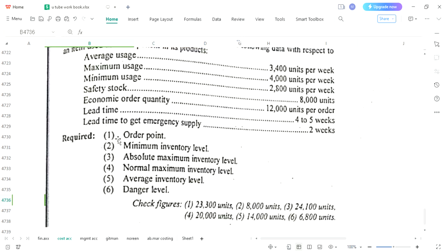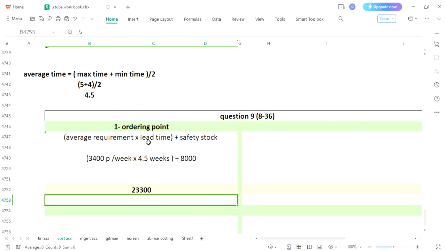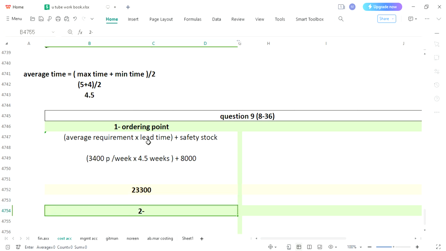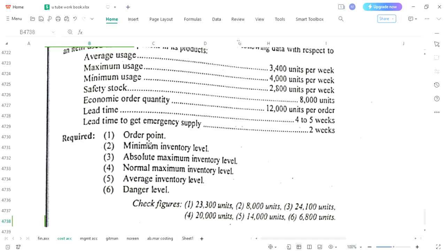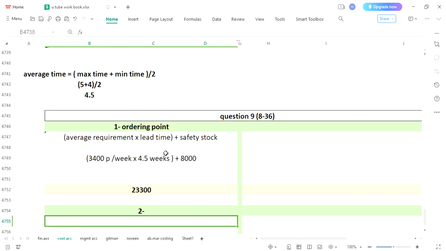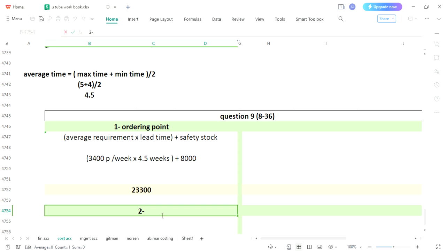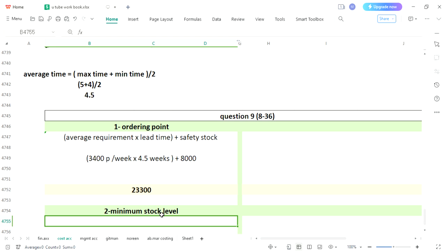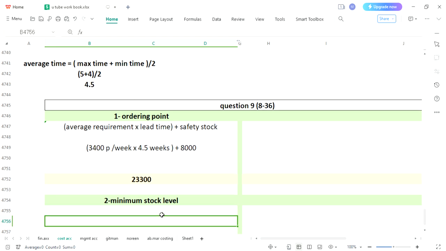Your first requirement was the ordering point, and you have calculated 23,300. In this way, the ordering point has been completed. Let's see what the next requirement is, and we will follow it. Minimum inventory level. So here we are going to calculate the minimum stock level. And how would we calculate? The formula is similar to before. It has never changed.